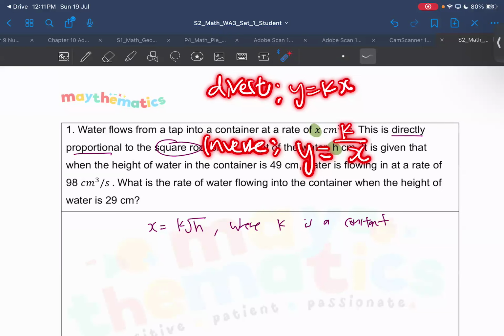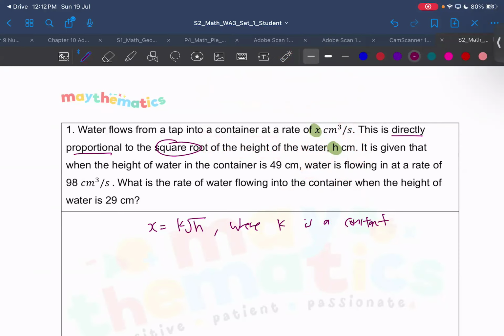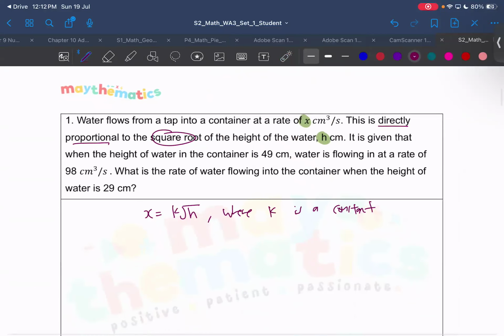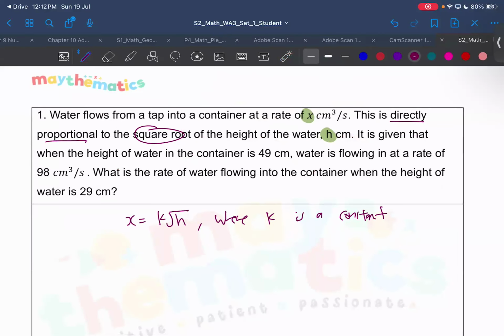So if this question is asking for inverse instead, it will be x equals k over square root h. Can you see or not? Okay, just to recap. That's what we do together now. Okay, so remember to write this where k is a constant. Okay, so now what's the next step? Caitlin, what's the next step?